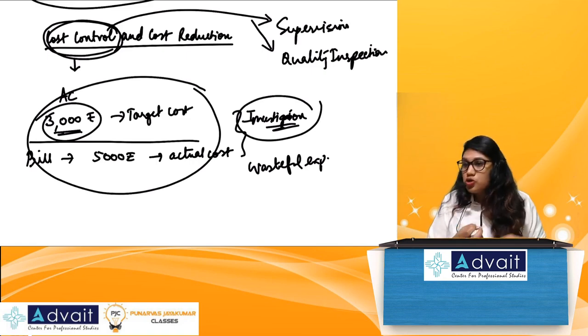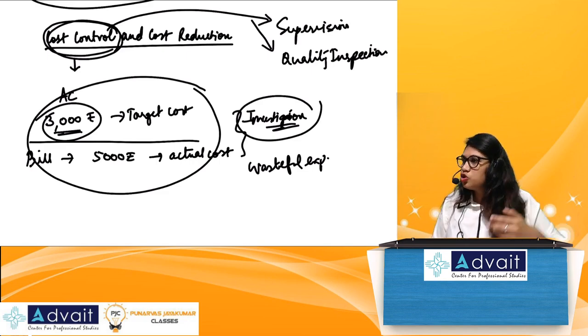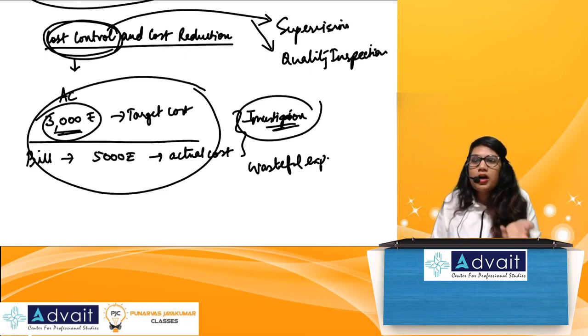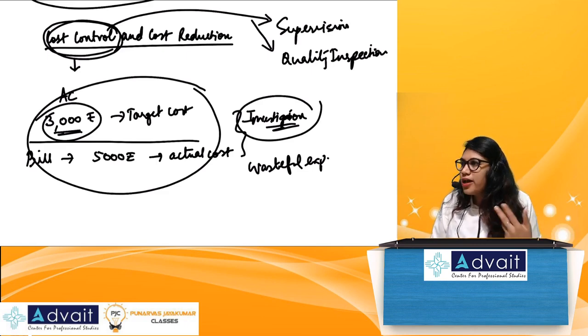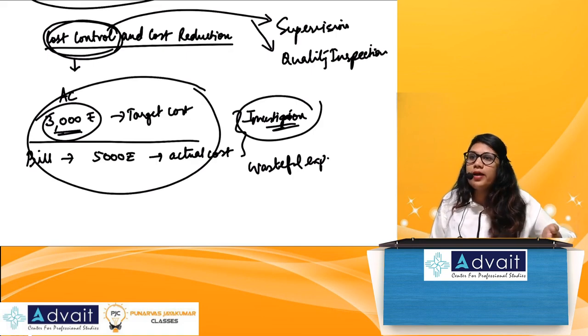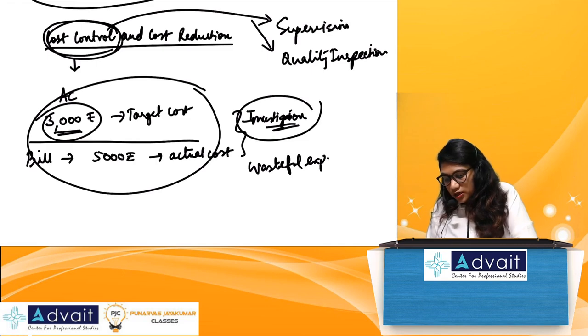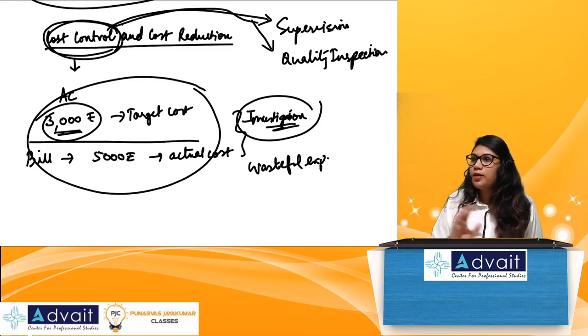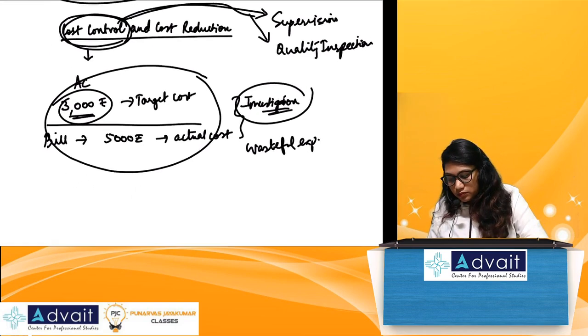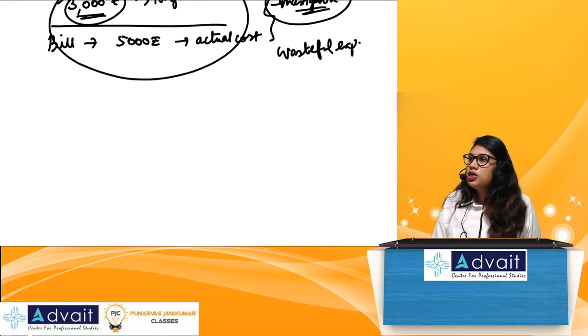So cost control can be achieved when there is continuous supervision. Especially workers in a given factory, now they are using material for manufacturing a particular product, correct? So they are continuously supervised so that they don't end up wasting a lot of material. So cost control can be achieved by supervision. It can be achieved by continuous quality inspection. So this was my cost control.